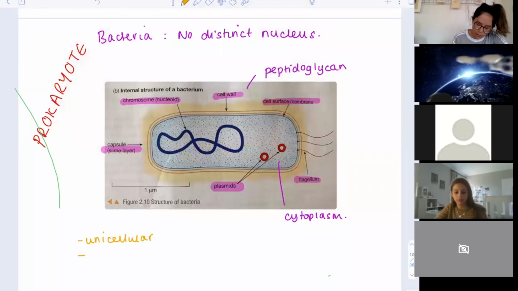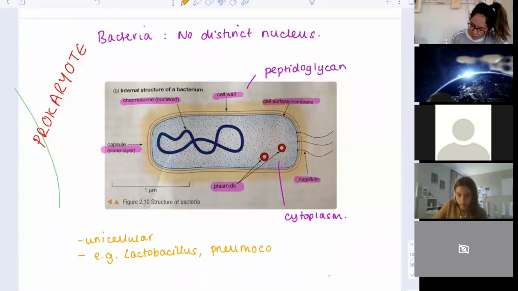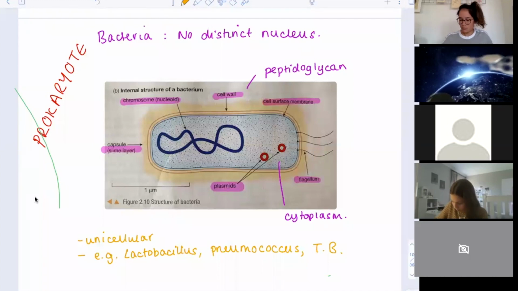Let's list some examples now. So if you're interested in making yogurt, then you'd add lactobacillus to your milk in order to turn it into yogurt, because it's that addition of this bacterium that turns the milk into yogurt. If we're looking at something which causes pneumonia, then you'd be looking at pneumococcus. So they've got some pretty cool names. Tuberculosis is caused by a bacterium as well. Yeah, they do come in lots of different shapes, but this is your generic structure.